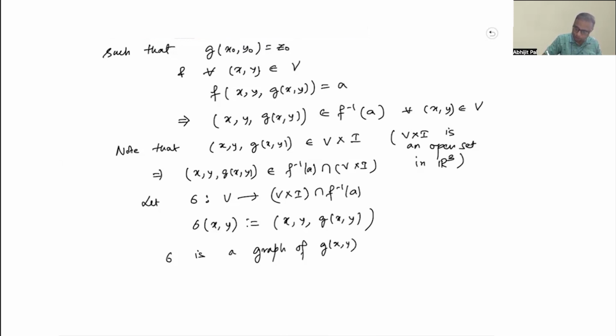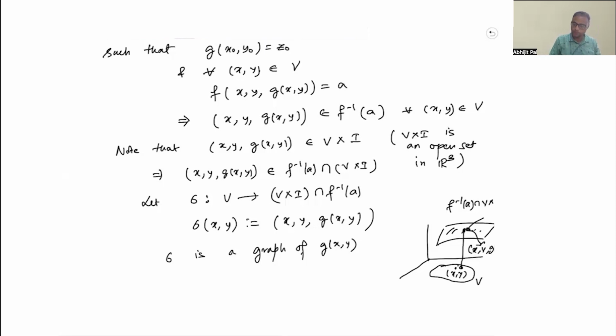So here this is my B, and (x, y) is varying here. And so this is my f inverse a intersection B cross I. So this point over here, the coordinate of this point is (x, y, G(x, y)).